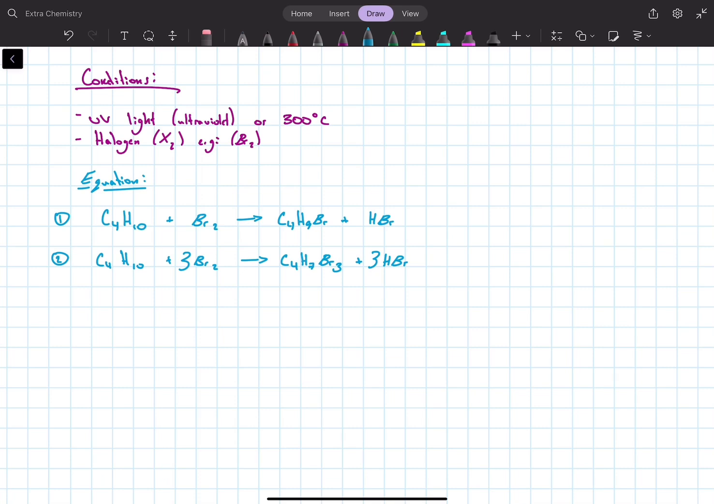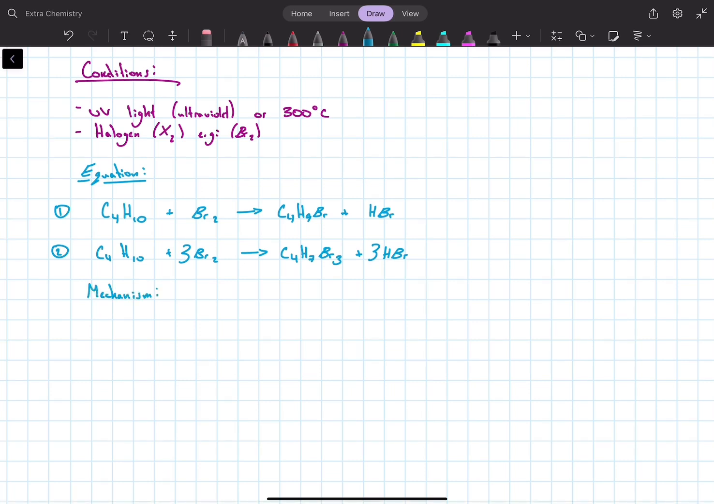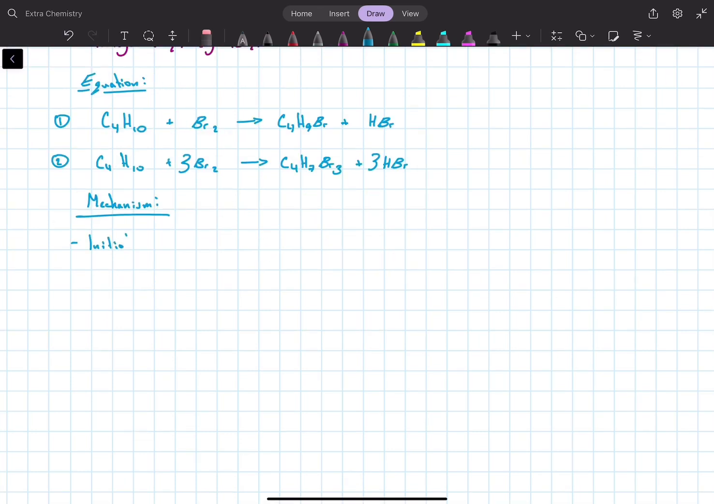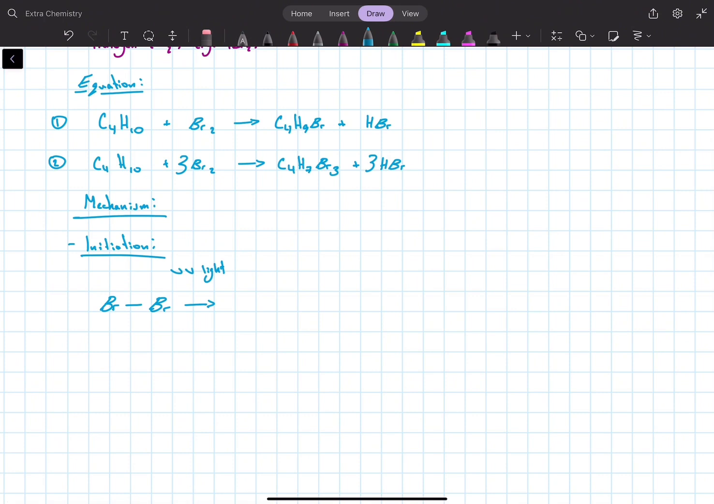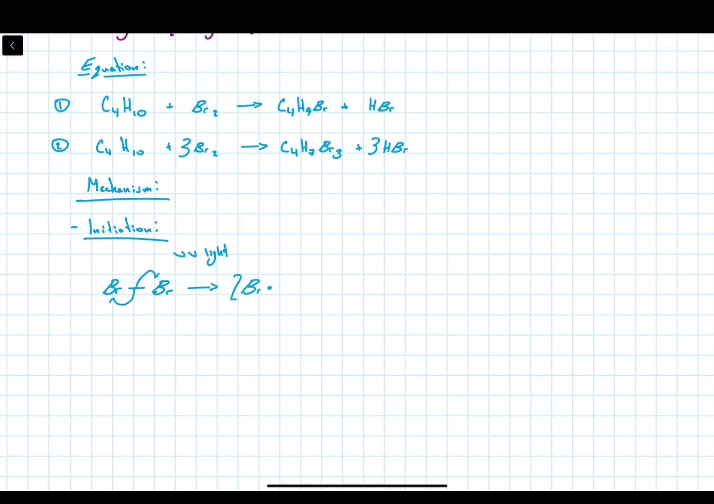bromine. So now we have the mechanism, which has 3 steps, with the first being initiation. In initiation, the Br2 is split up by homolytic fission, and this gives us 2 bromine radicals. And a radical is a species with 1 unpaired electron, making it very reactive.